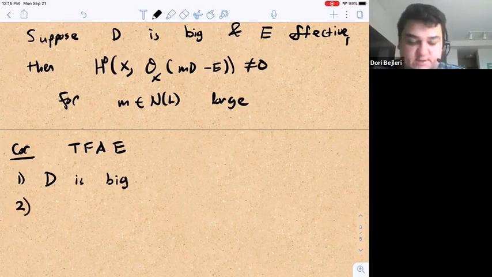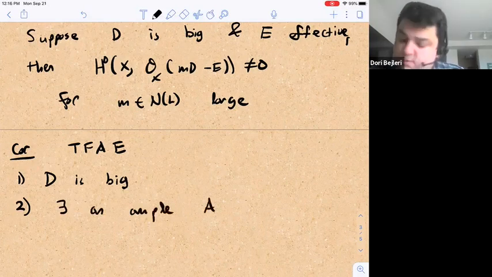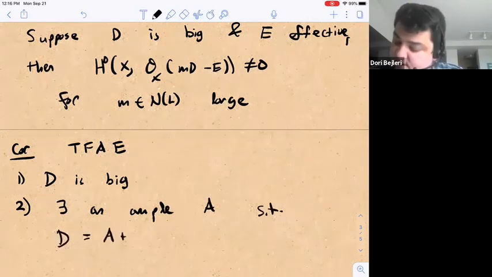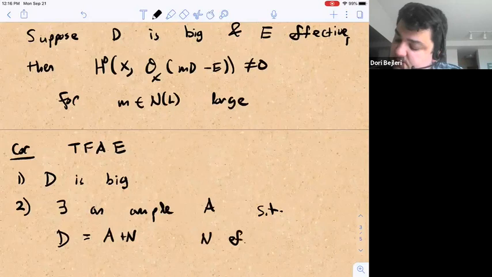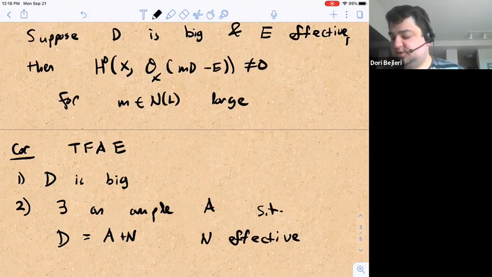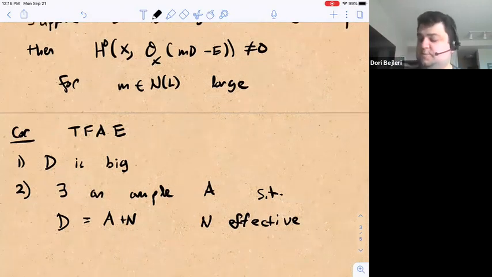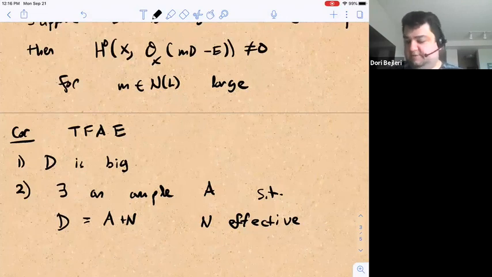So D is big is equivalent to saying that there exists an ample A such that D is A plus N, where N is effective. So the slogan here is that big divisors are the same as divisors of the form ample plus effective. So you should think of them as being close to ample. So one direction here just comes from the definition. If A is ample, then it has a lot of sections. It has the appropriate growth rate. And if we add an effective to it, then we're just adding even more sections. So D will still have a lot of sections, so it'll still be big.